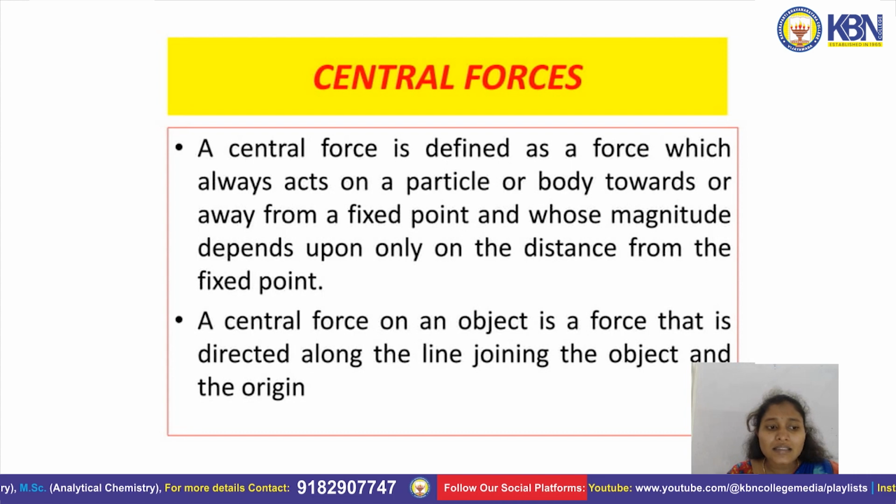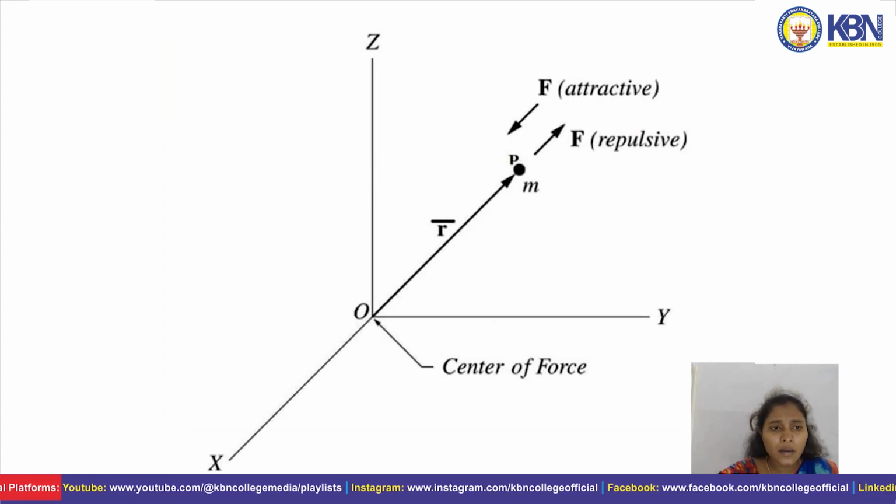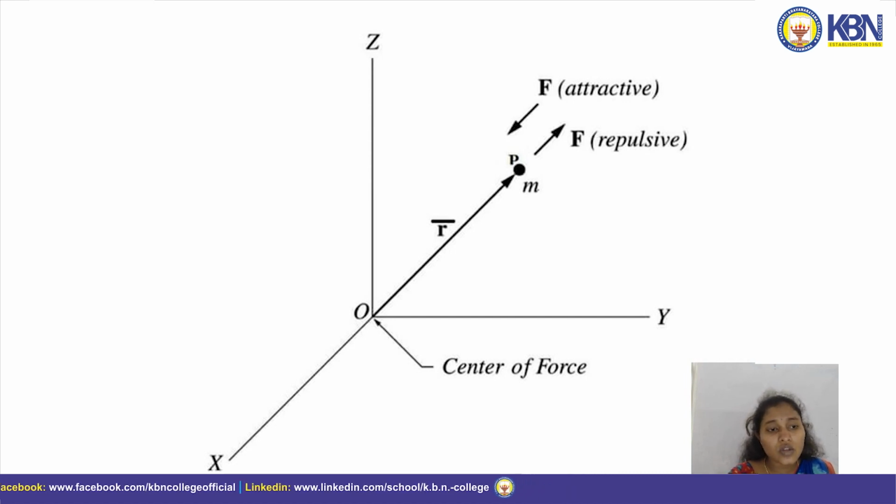A central force on an object is a force that is directed along the line joining the object and the origin. This is very difficult to understand, so let us explain by showing this figure, which represents the central forces very clearly. In this diagram there are three axes, that is x, y, z, which are also called the Cartesian axes.